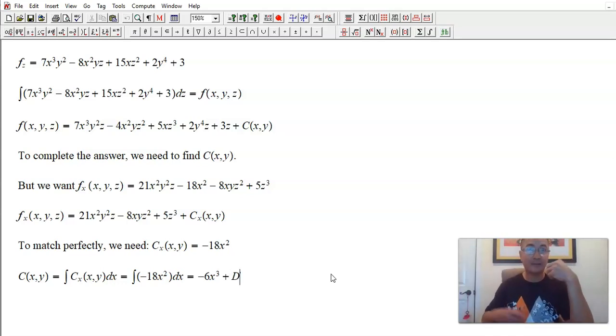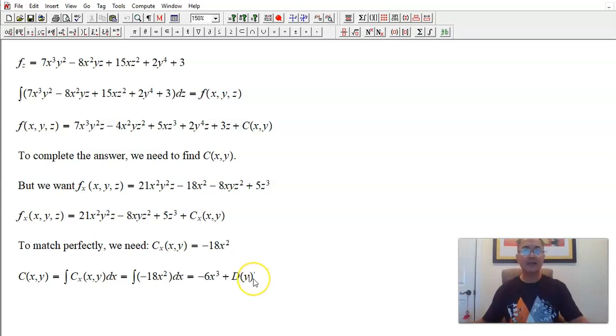Let's see if you're following along. This is a partial antiderivative with respect to x only. So that means if you take the partial derivative of this answer with respect to x, you should get minus 18x squared, which we do. But d doesn't have to be just a constant, right? Because we're taking a partial derivative with respect to x, if d contains a y, that also will disappear. So d can depend on y.